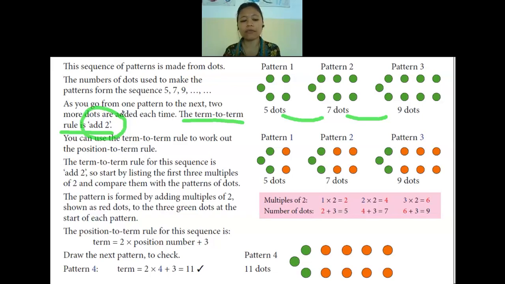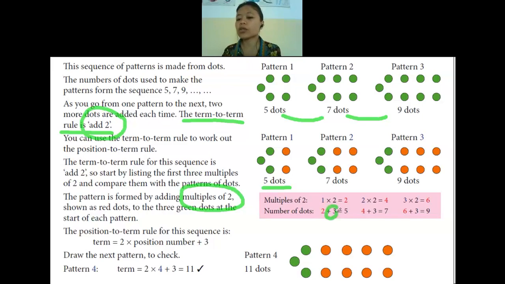After you're done finding the term to term rule, the second thing you have to do is, because the term to term rule is add 2, you need to find the multiple of 2. If later the term to term rule is add 5, it means you have to find the multiple of 5. So in here this is the first term, multiple of 2, so the number 2, I just need to multiply it by 1. 2 times 1 is equal to 2. And then from number 2 to get 5, I need to add 3.